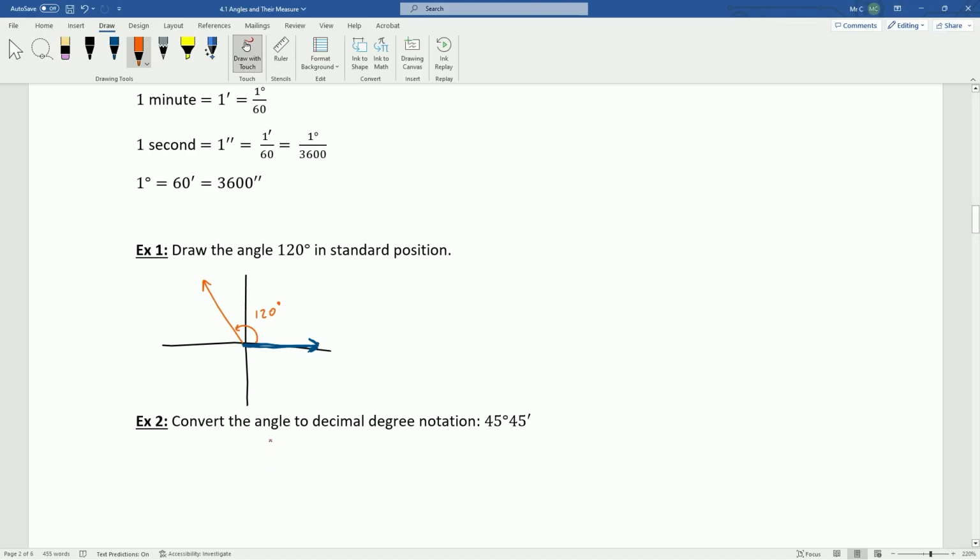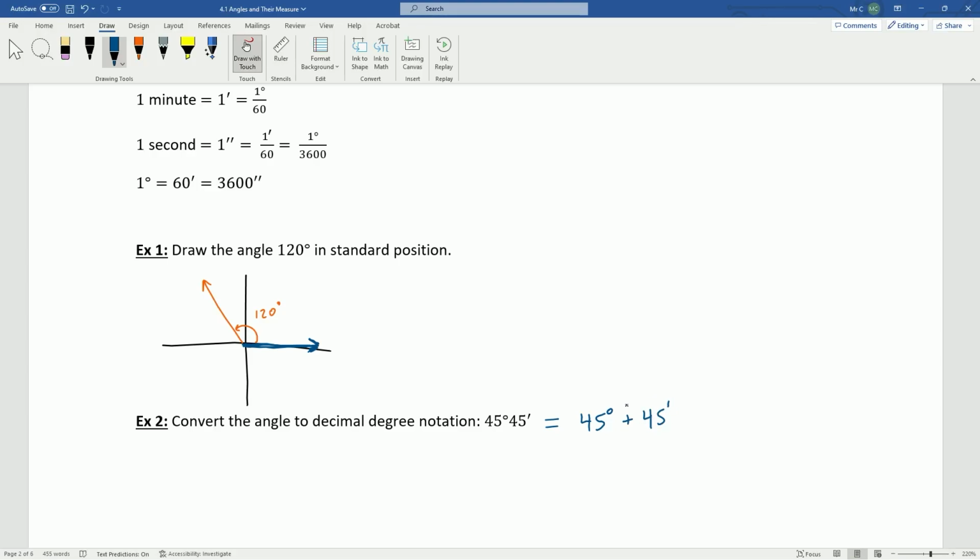Okay, now example 2, convert the angle to decimal degree notation. So we're given this in decimal minute notation, 45 degrees and 45 minutes. When we do this, it helps if we first rewrite this and think of this as 45 degrees plus 45 minutes. And then we can just do the conversion on the minutes portion.